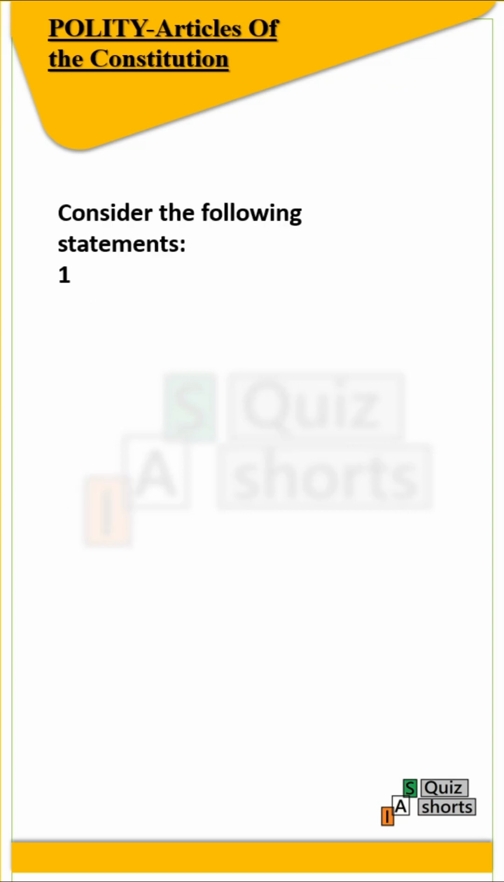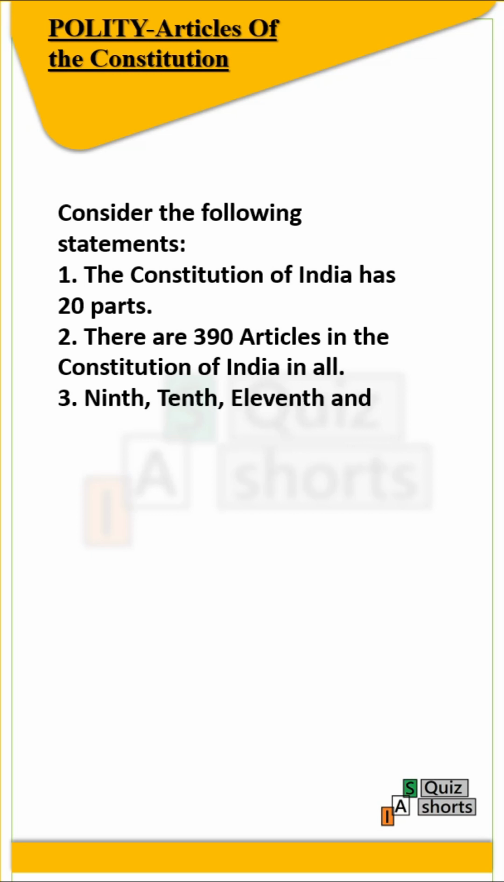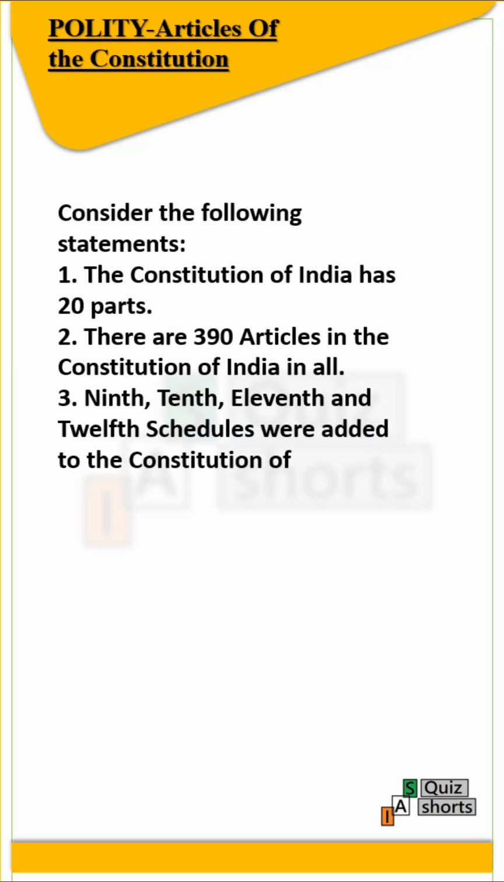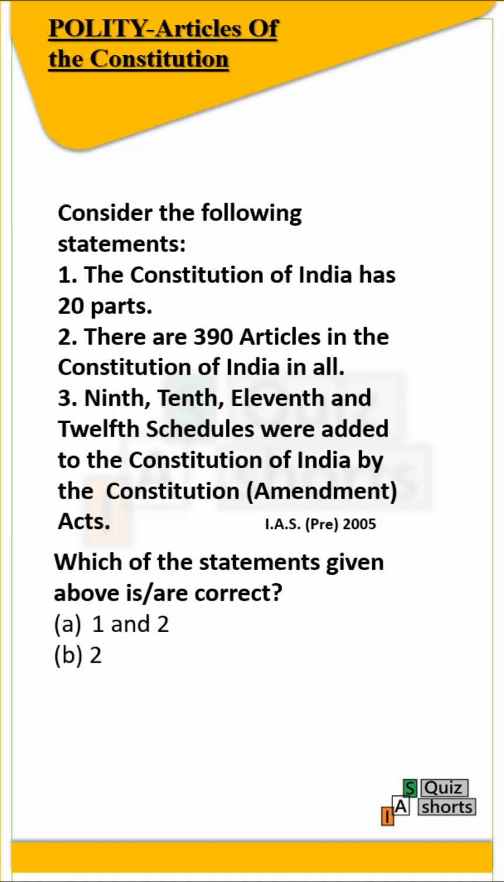Consider the following statements. 1. The Constitution of India has 20 parts. 2. There are 390 articles in the Constitution of India in all. 3. 9th, 10th, 11th, 12th schedules were added to the Constitution of India by the Constitution Amendment Acts. Which of the statements given above are correct? Option A 1 and 2, option B 2 only, option C 3 only, option D 1, 2 and 3. Answer is 3 only.